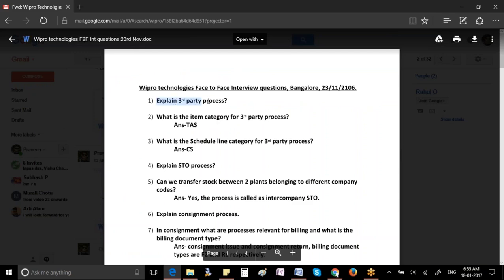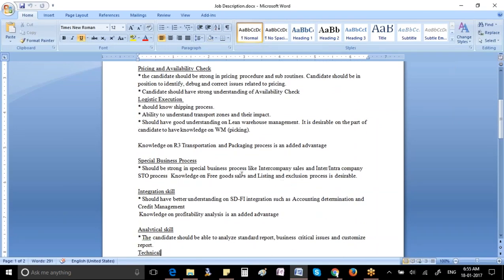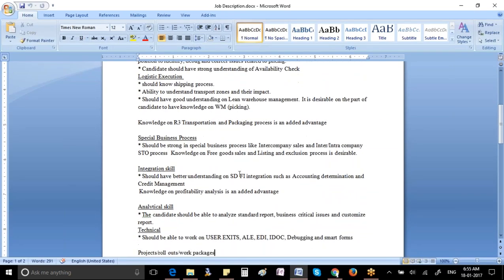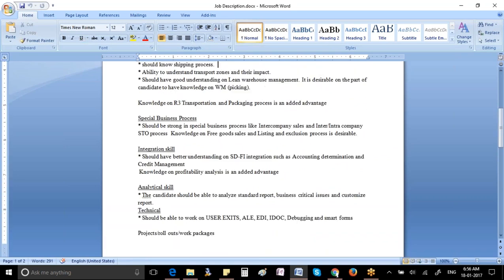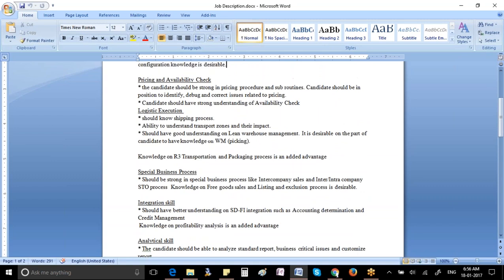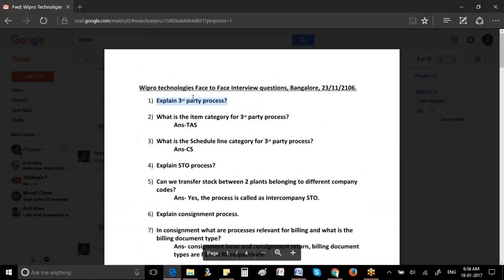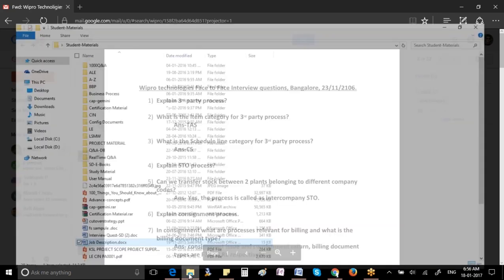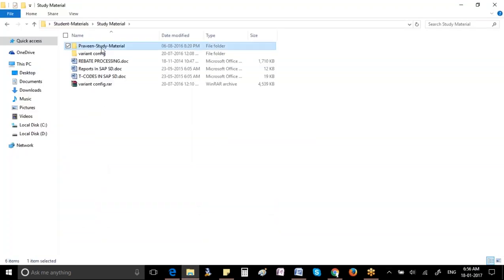So the third party process, this is what they asked. In the business process, I'll be covering all the business processes, and for sure they'll also be asking about them. They asked about explaining the third party business process, third party item categories, and schedule lines. Let me show you. This is not even an interview question, these are in my study material.